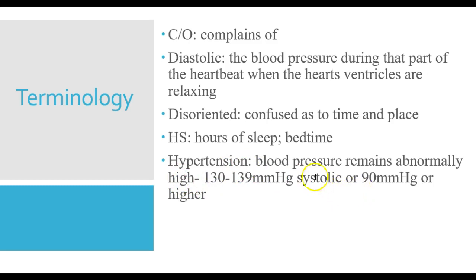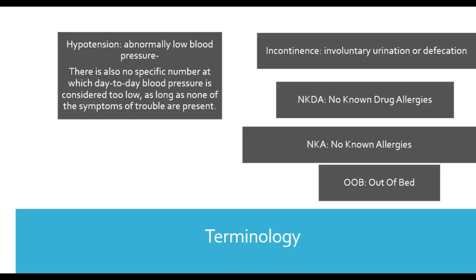High blood pressure. You see that? Our guidelines have changed. High blood pressure is 130 to 139 systolic, or 90 millimeters of mercury or higher diastolic. I didn't put my diastolic there, and I apologize, but the 90 is for the diastolic. Here's some more information on hypertension. I'll allow you to read that.